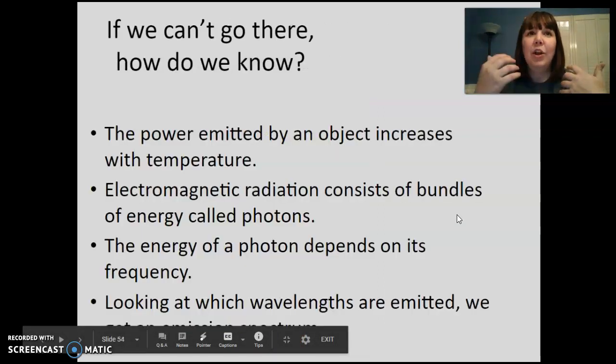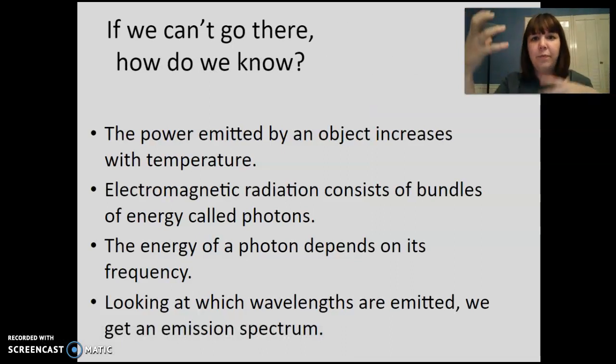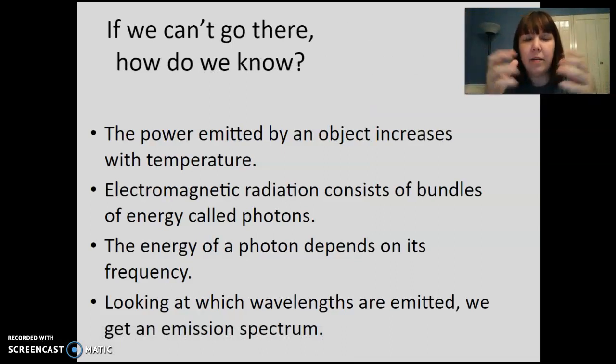So if we can't go to the sun, we can't take a little beaker and scoop up some sun plasma and bring it back and study it in the lab, how do we know what we know? Well, it's all through looking at the light that makes its way from the sun to us, looking at those photons, looking at that spectrum.